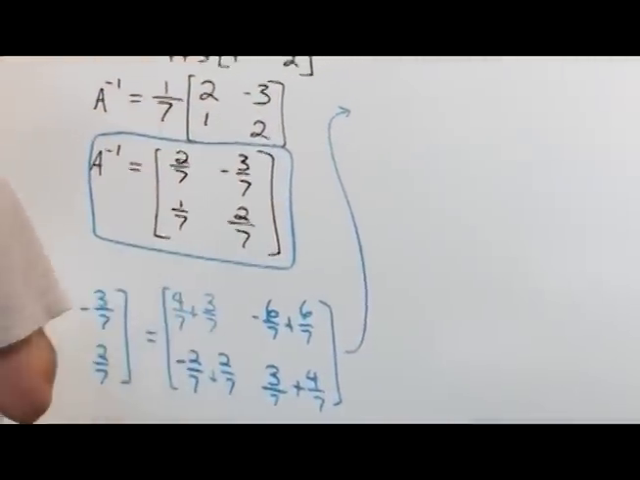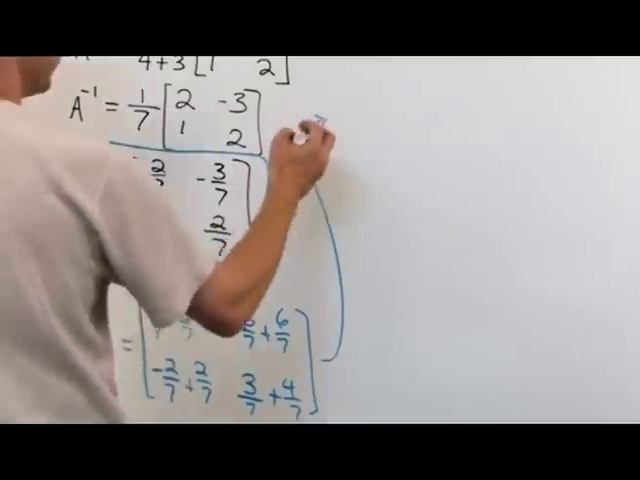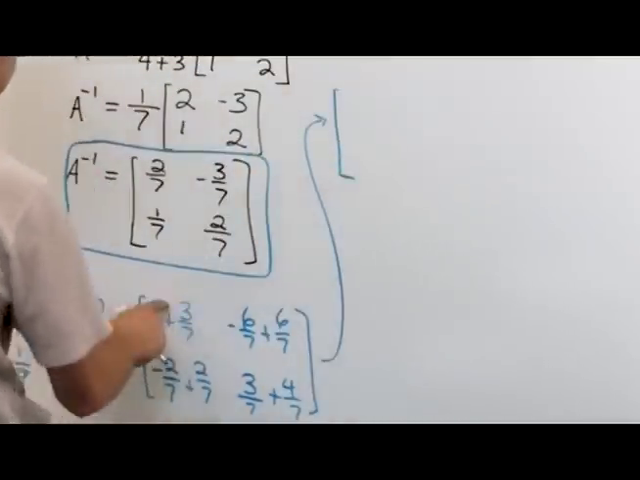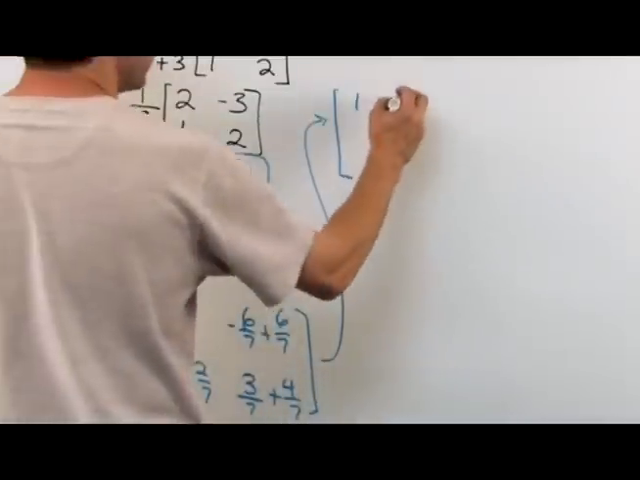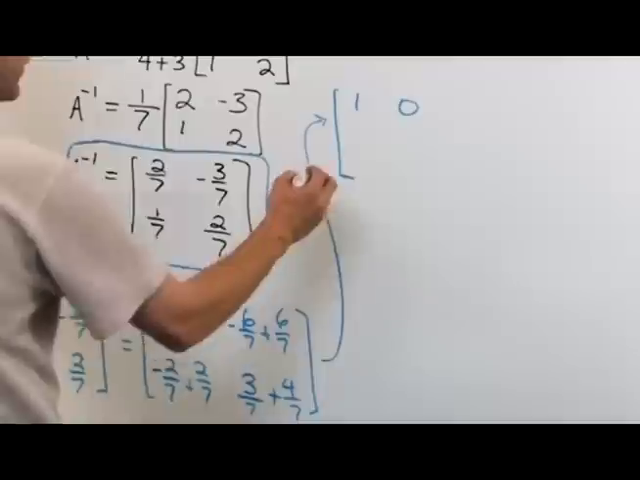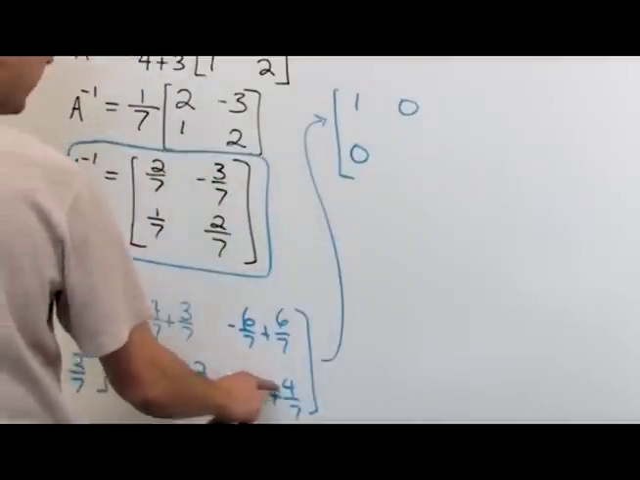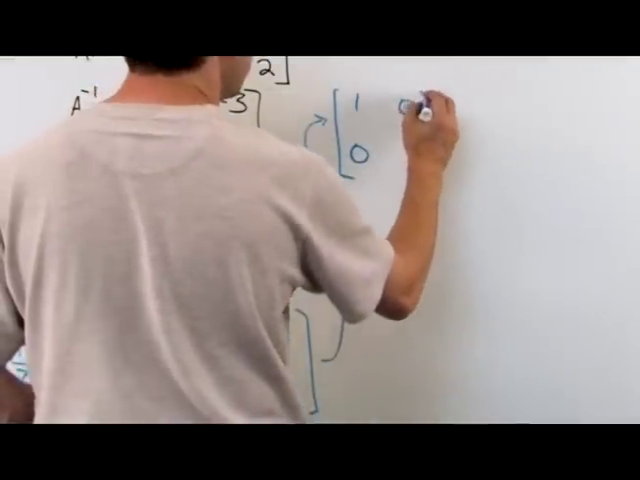Let's do the addition. We have a common denominator here. So 4 plus 3 gives me 7/7 on top, but 7/7 is just 1. This is going to give me a 0. Down here, negative 2 plus 2 is 0, so 0/7, which is 0. And over here, 3 plus 4 gives me 7/7, because I already have a common denominator, and 7/7 is 1.